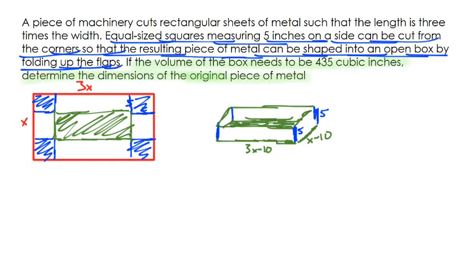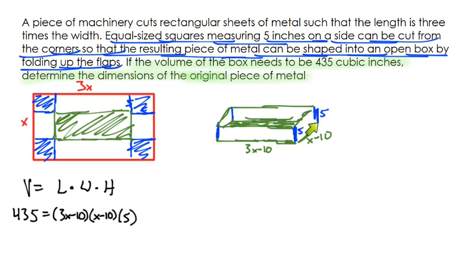So to find volume, that's length times width times height. In this case, they tell you that the volume is 435. Our length, we'll use 3x minus 10 as the length for our box. We'll use x minus 10 as the width of our box. And then our height is this 5 right here. So now we've set up our equation.